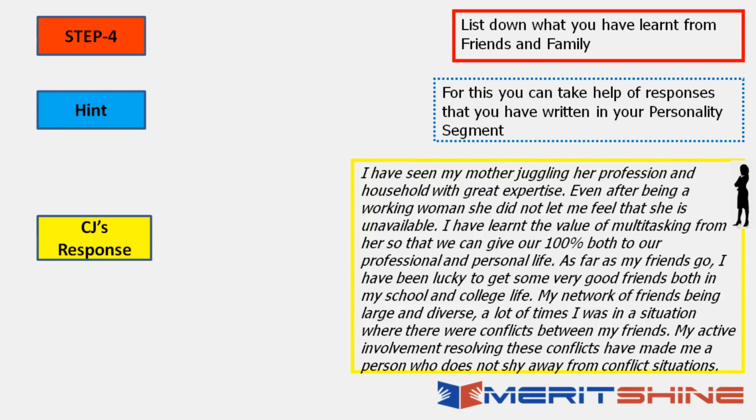My network of friends being large and diverse, a lot of times I was in a situation where there were conflicts between my friends. My active involvement in resolving these conflicts has made me a person who does not shy away from conflicting situations. Now this is very important. What you have learned from your friends and family is very important.